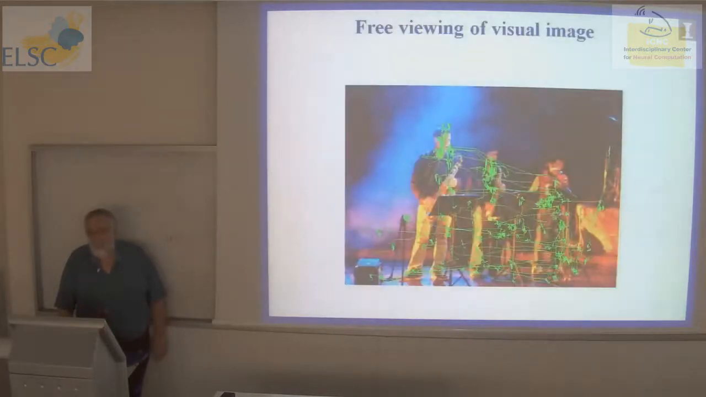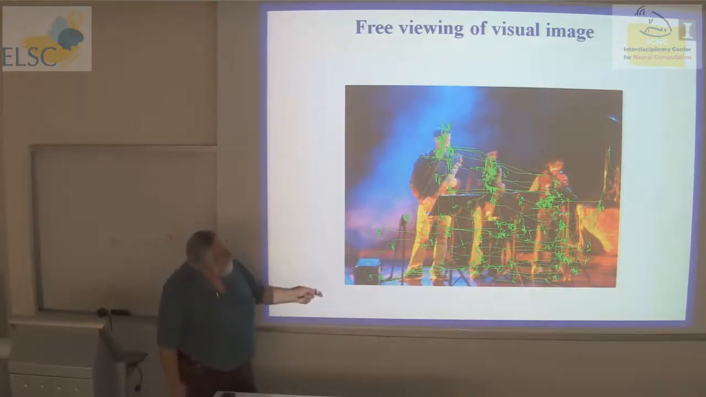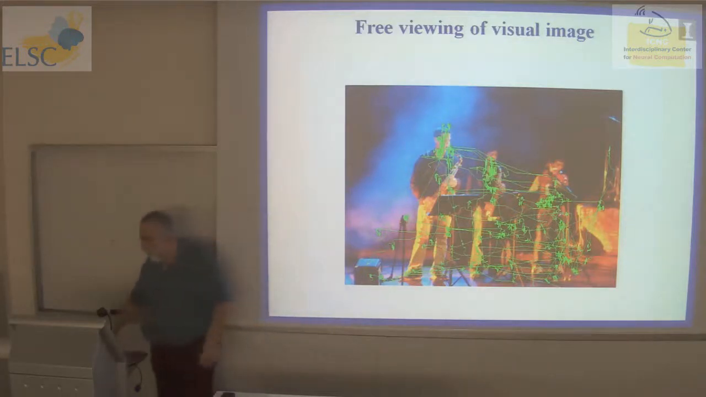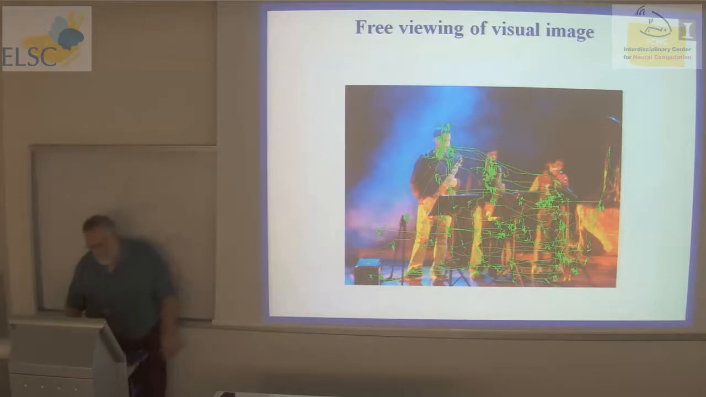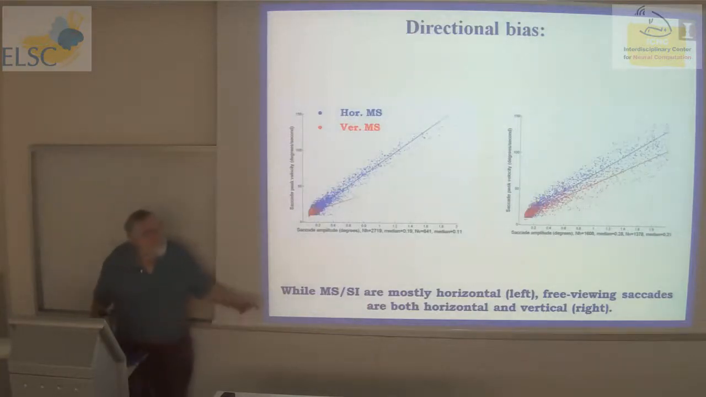But what happened during free viewing? In free viewing, you see the point of fixation. This is free viewing of a subject in our lab looking at that picture. People search all over the picture. Those are the different points that they fixate. And when you do it, you see that the amount of saccades, not microsaccades, during free viewing is almost equal horizontally and vertically.